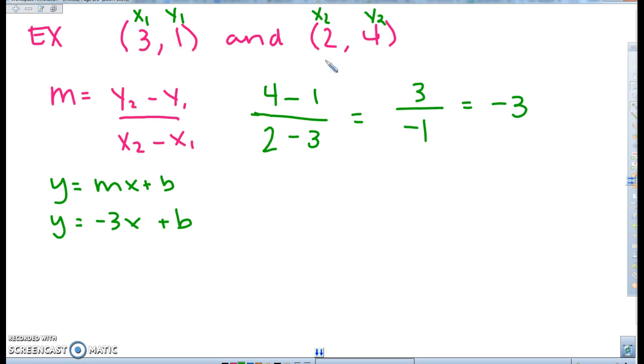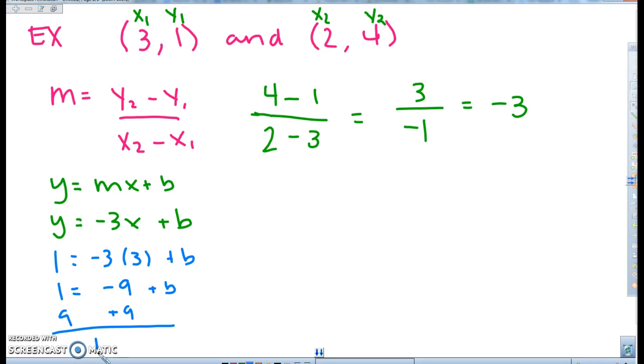And then I can pick either one of my 2 points. It doesn't matter which one because they're both on the line. So I'll pick my first one, and I'm going to plug that in for my x and y, just like I did yesterday. So I'll have 1 equals negative 3 times 3 plus b. 1 equals negative 9 plus b. If I add 9 to both sides, I get that b equals 10. And then I complete my formula by plugging that back in so that I get y equals negative 3x plus 10.